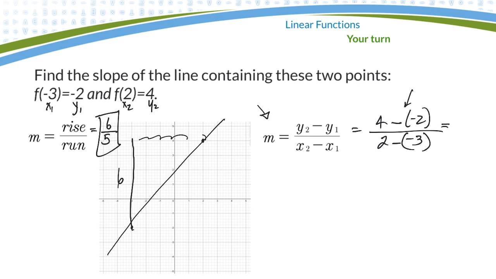Okay, so 4 take away negative. These will change to positive. So 4 plus 2 is 6. Good. 2 minus a negative, so these will change to plus. 2 plus 3, 5. Same answer.